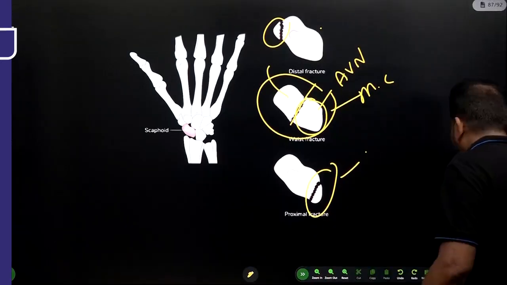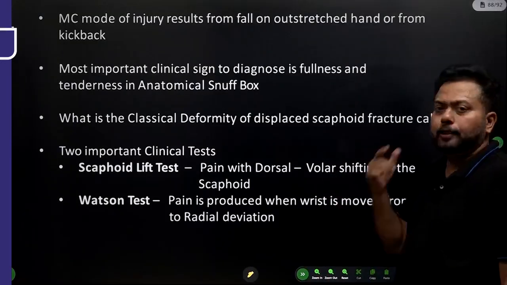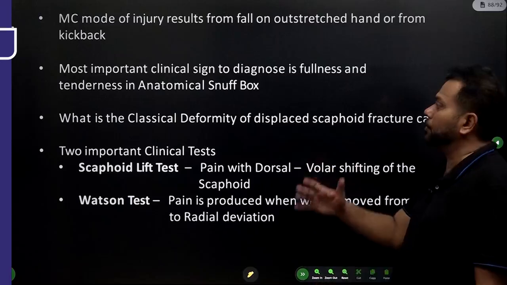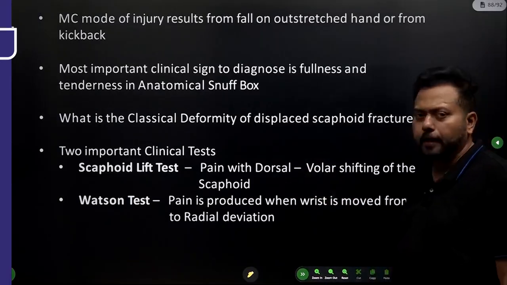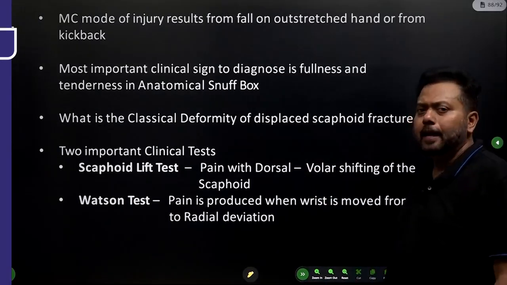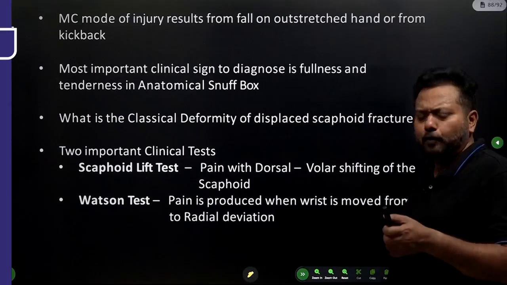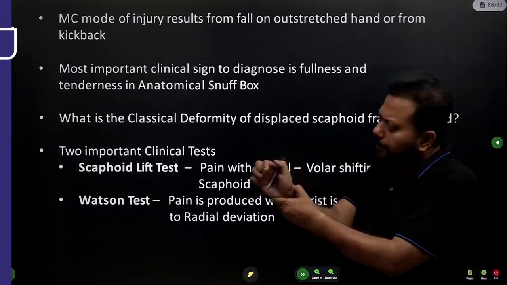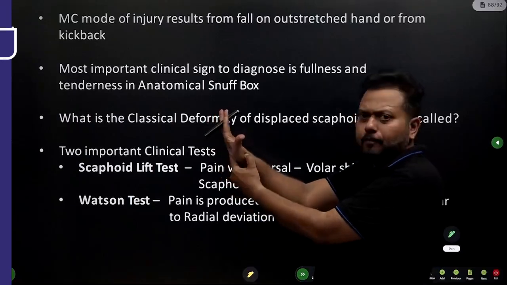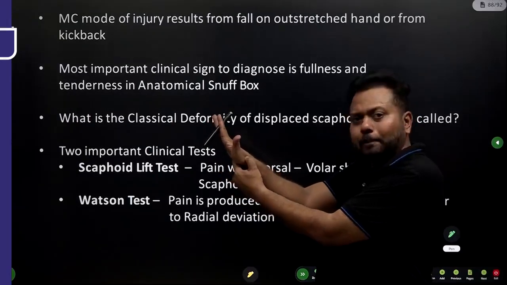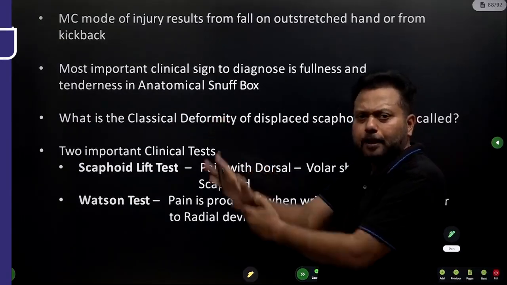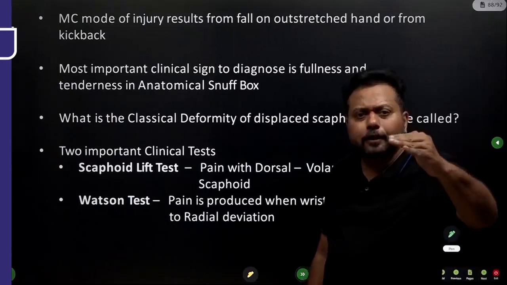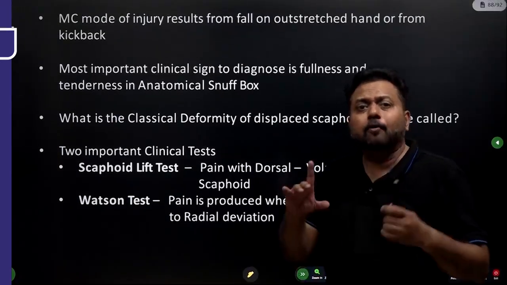That's the teaching. The most common mode of injury that results in scaphoid fracture is fall on an outstretched hand. The most important clinical sign is very severe pain, fullness and tenderness in the anatomical snuff box. When you want to palpate the scaphoid, you know this is the anatomical snuff box. When you give deep pressure, you are palpating the scaphoid. Whenever there is fullness and tenderness of the anatomical snuff box, suspect scaphoid fracture.